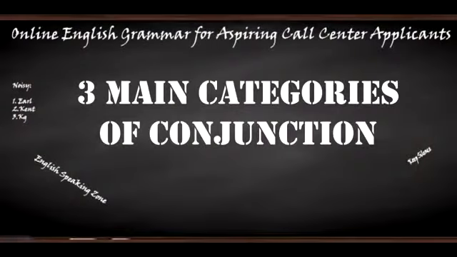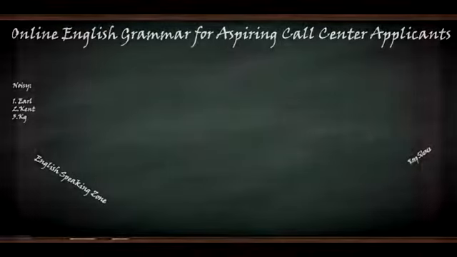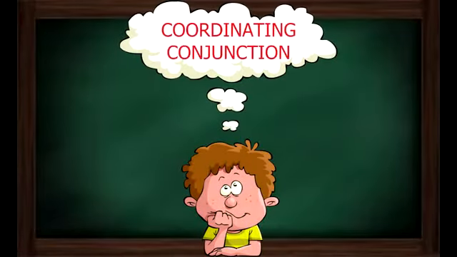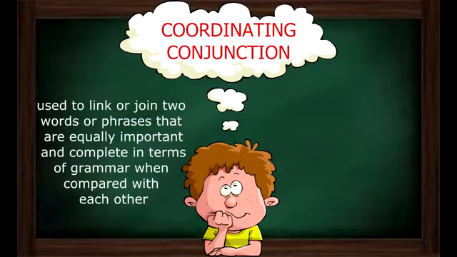There are three main categories of conjunction. First category, coordinating conjunctions. These conjunctions are used to link or join two words or phrases that are equally important and complete in terms of grammar when compared with each other. That is to say, the sentence or words do not depend on anything to give themselves meaning.